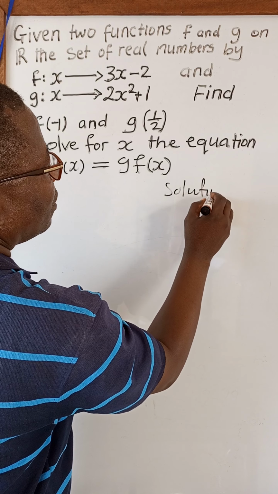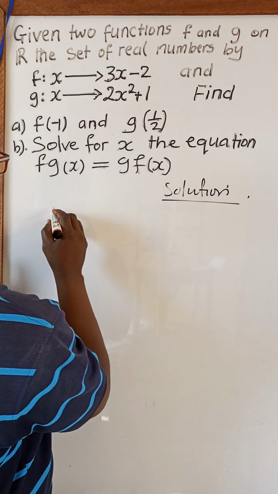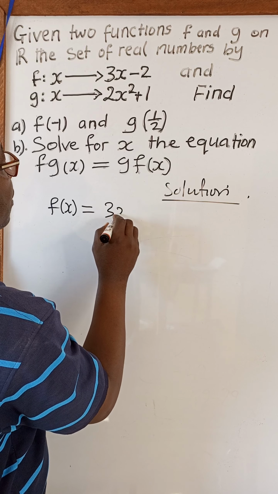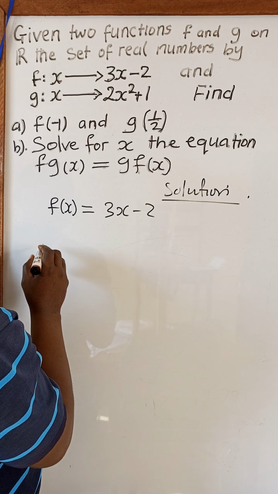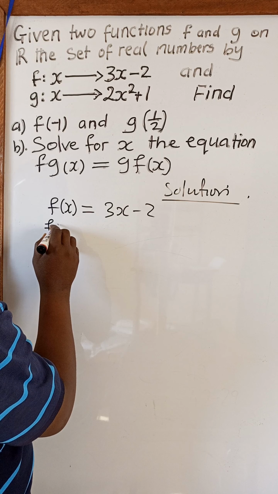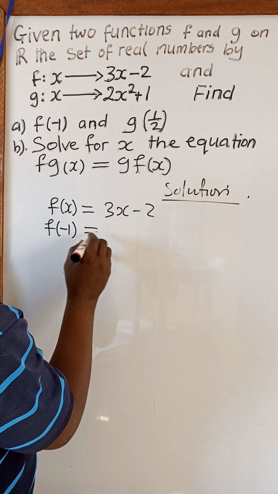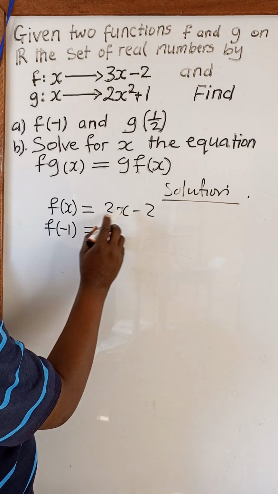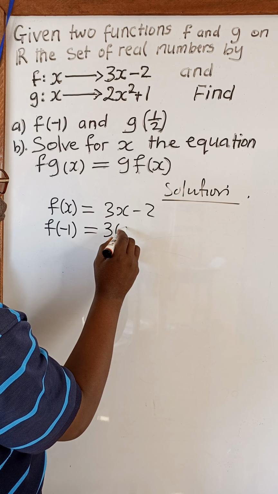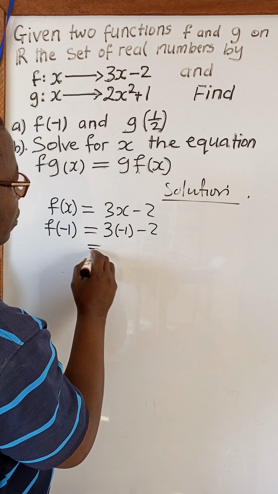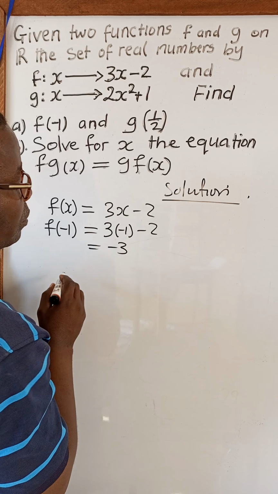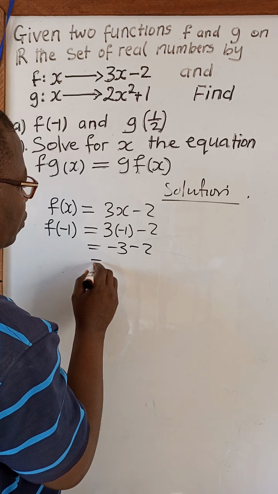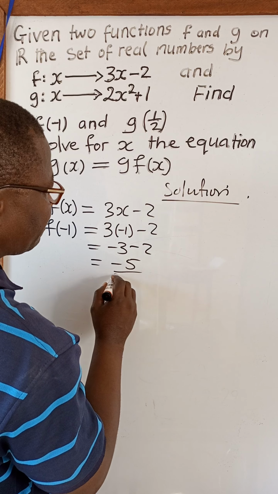Okay, so we have f of x as 3x minus 2. This therefore means that for f of negative 1, we're going to replace x with negative 1 in that expression. So wherever we have x, we put negative 1. And so that gives us 3 multiplied by negative 1, which is negative 3. Negative 3 minus 2 is negative 5.